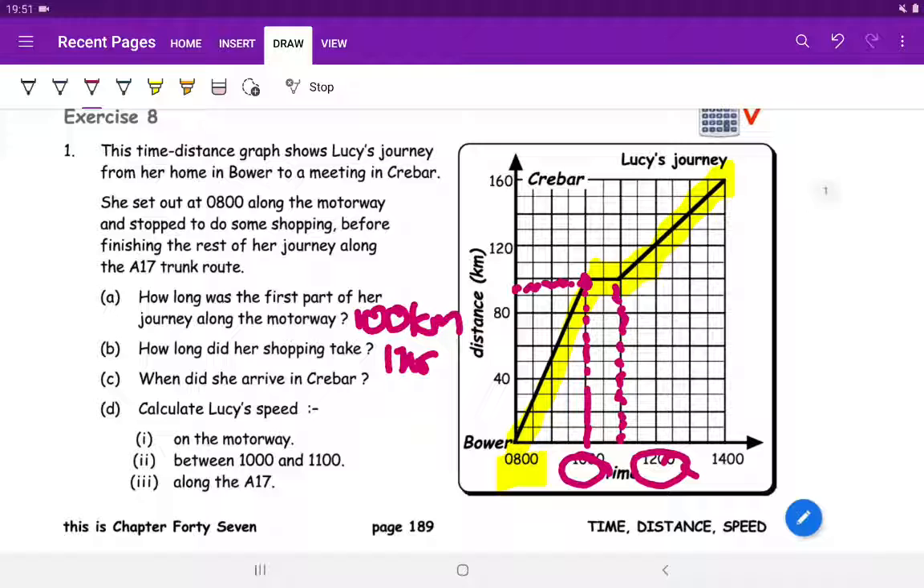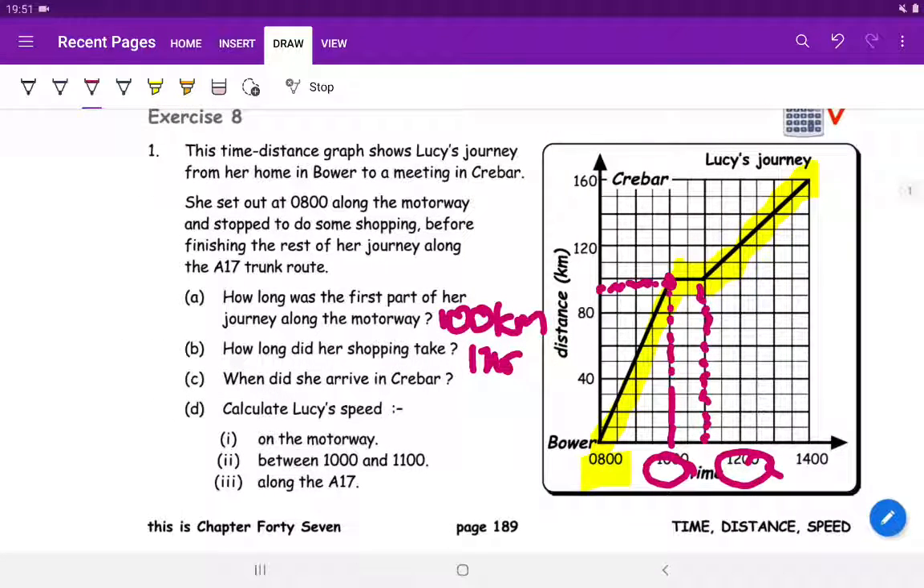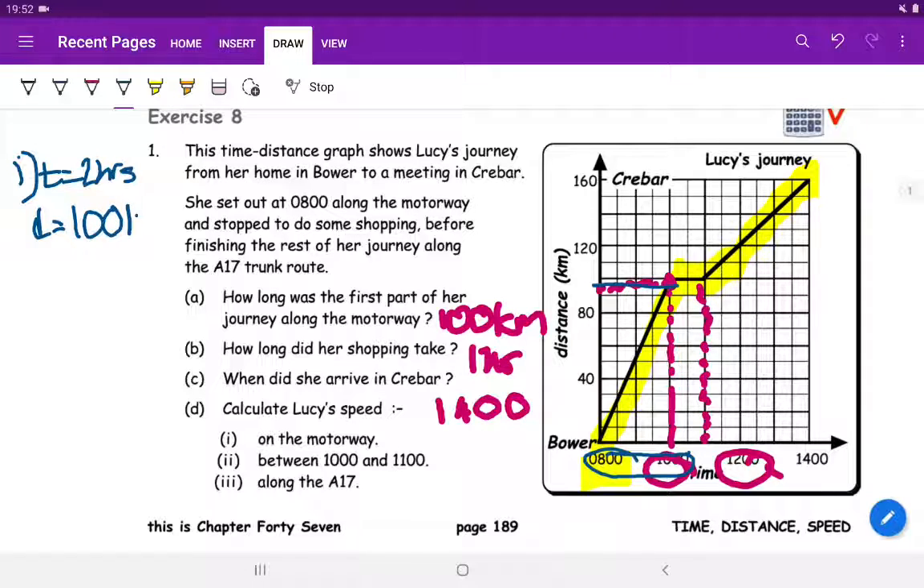What time did she arrive in Creebar? She's arrived at 1400 hours, or 2 p.m. And then part D is asking us to calculate 3 different speeds. So her speed on the motorway was this first part of the journey. So 8 till 10, that's 2 hours. Her time is 2 hours. Her distance travelled was 100 kilometres. So her speed, distance divided by time, 100 divided by 2, which is 50 kilometres per hour. Okay, so that's her speed on the motorway.